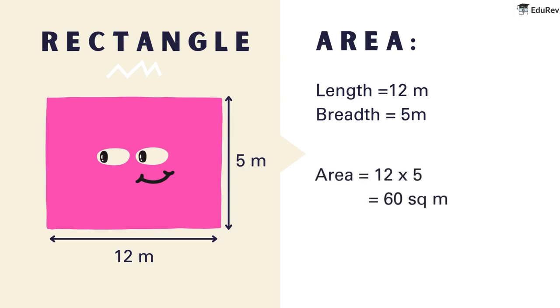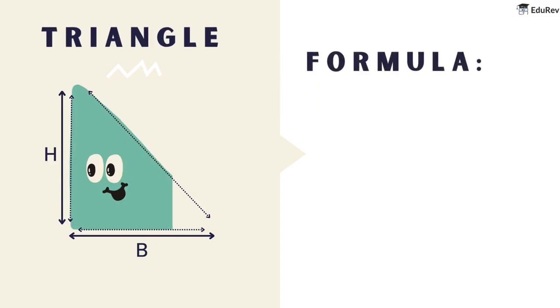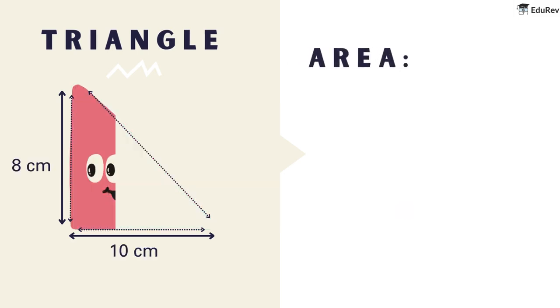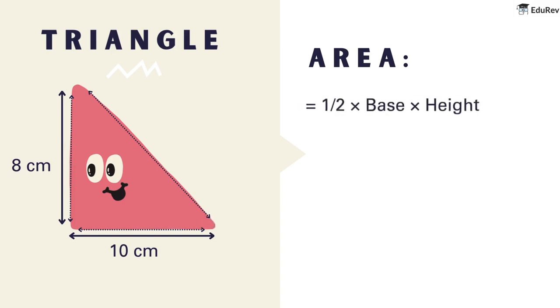For a triangle, you take half of the base multiplied by the height. If the base is 10 centimeters and the height is 8 centimeters, the area would be a half times 10 times 8 equals 40 square centimeters.